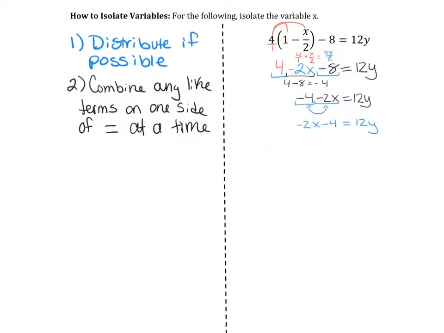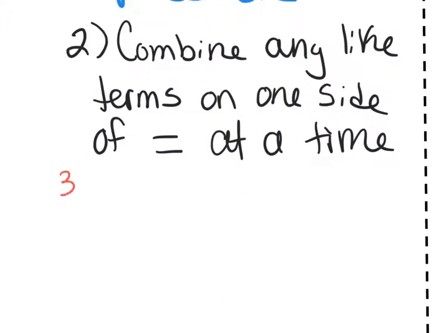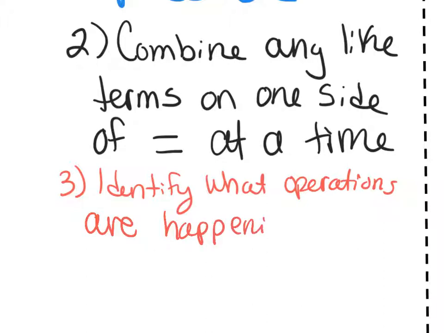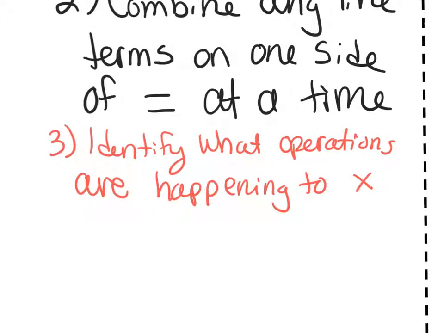Okay, so now our next step is just going to be to identify what operations are happening to x, or whatever variable you're trying to isolate. And when you're doing that, you're just going to start closest to x, whatever the first thing happening to x is, and work your way out.